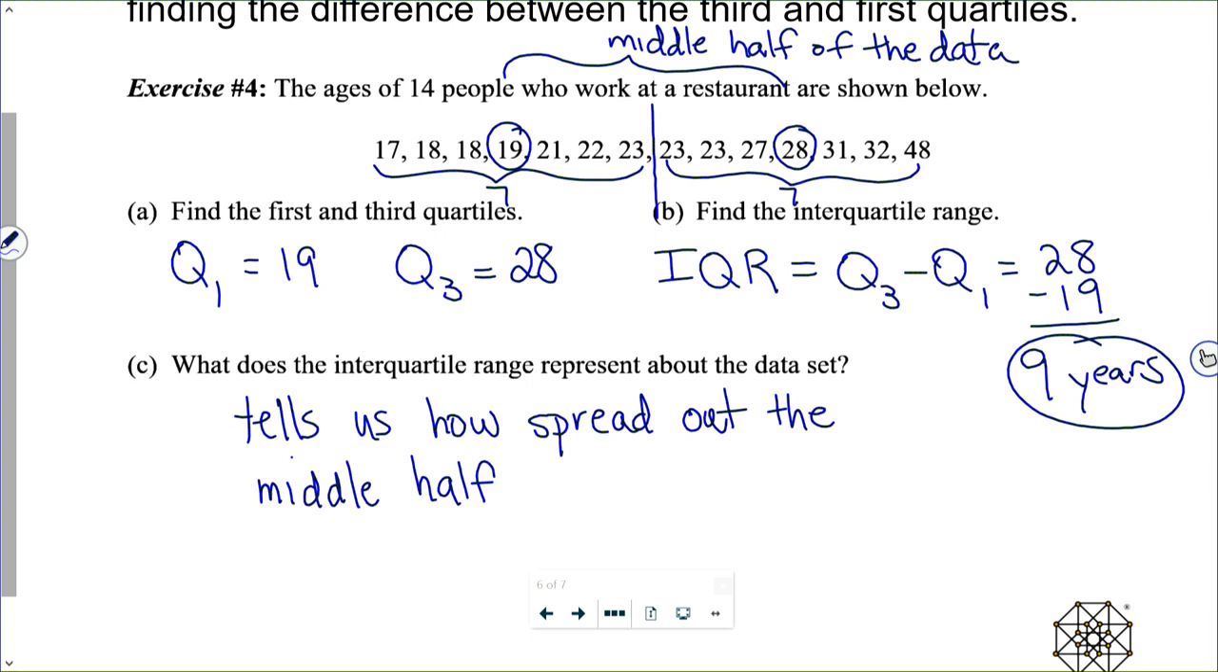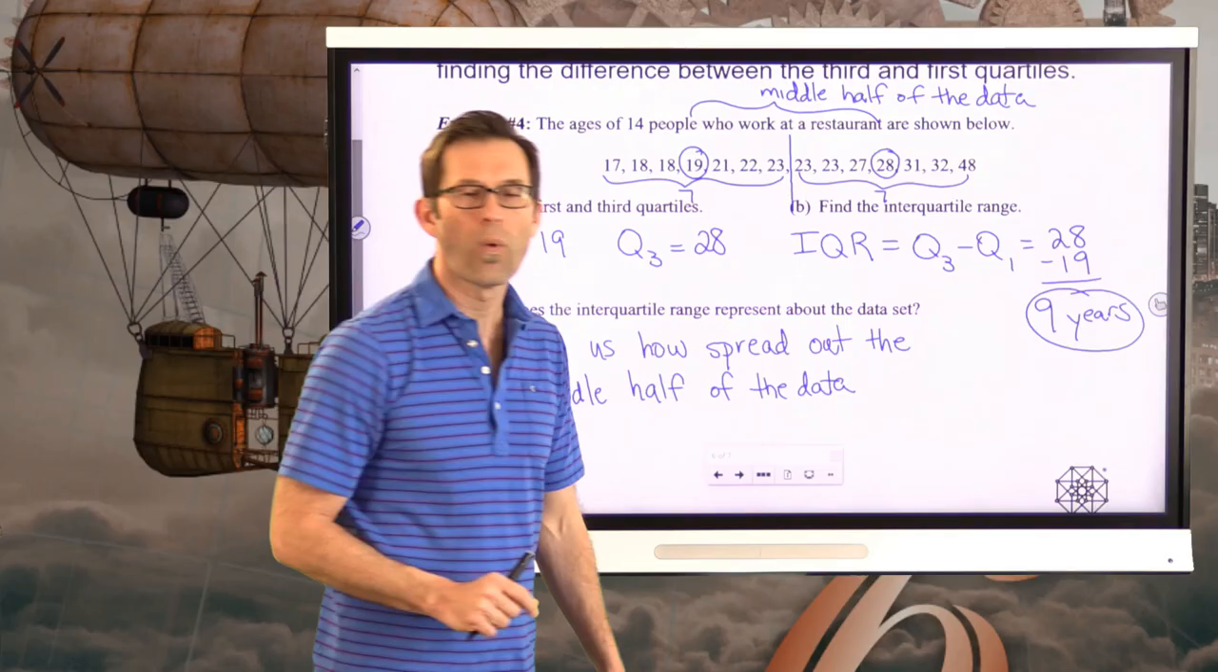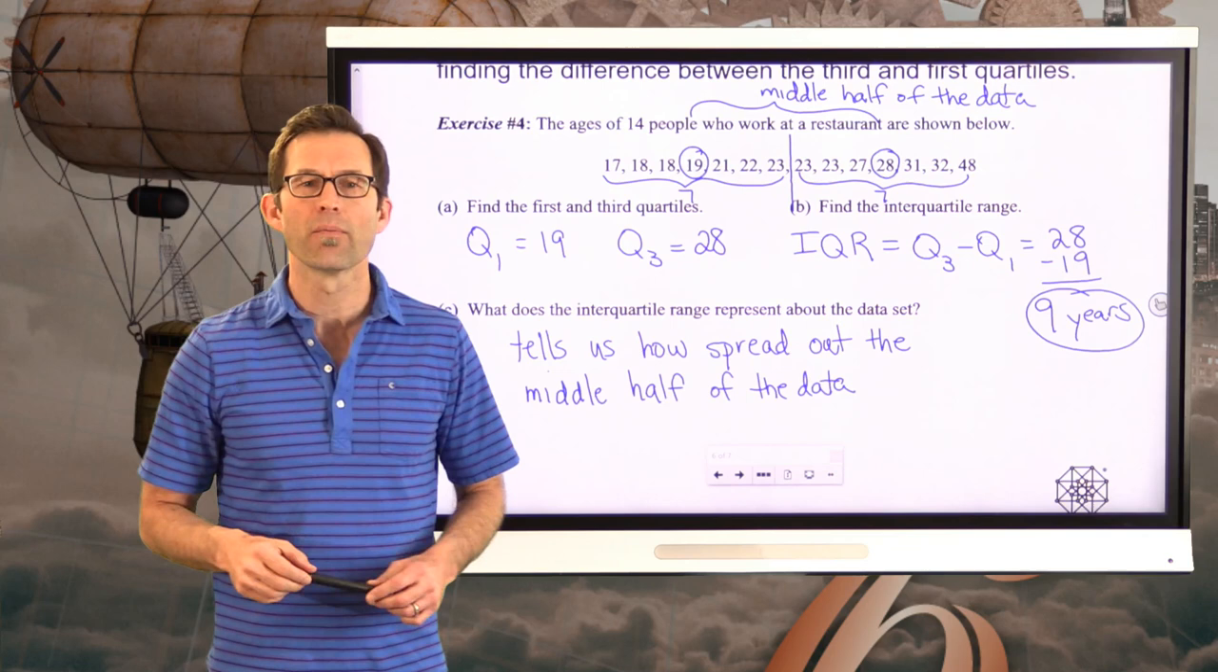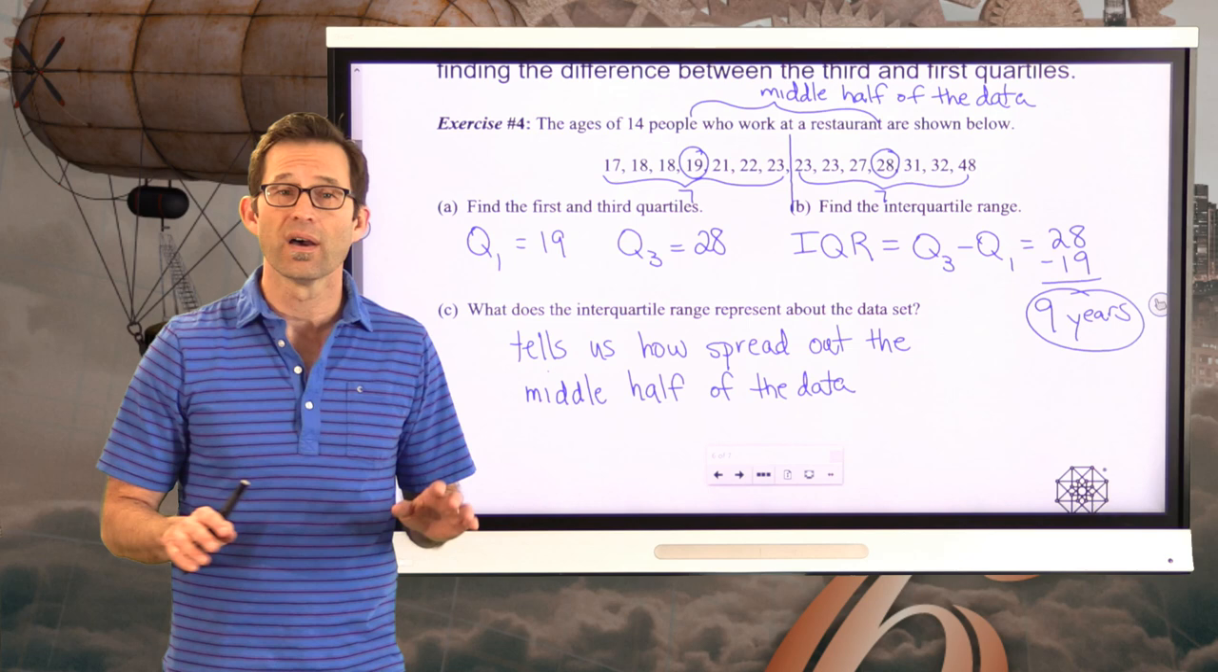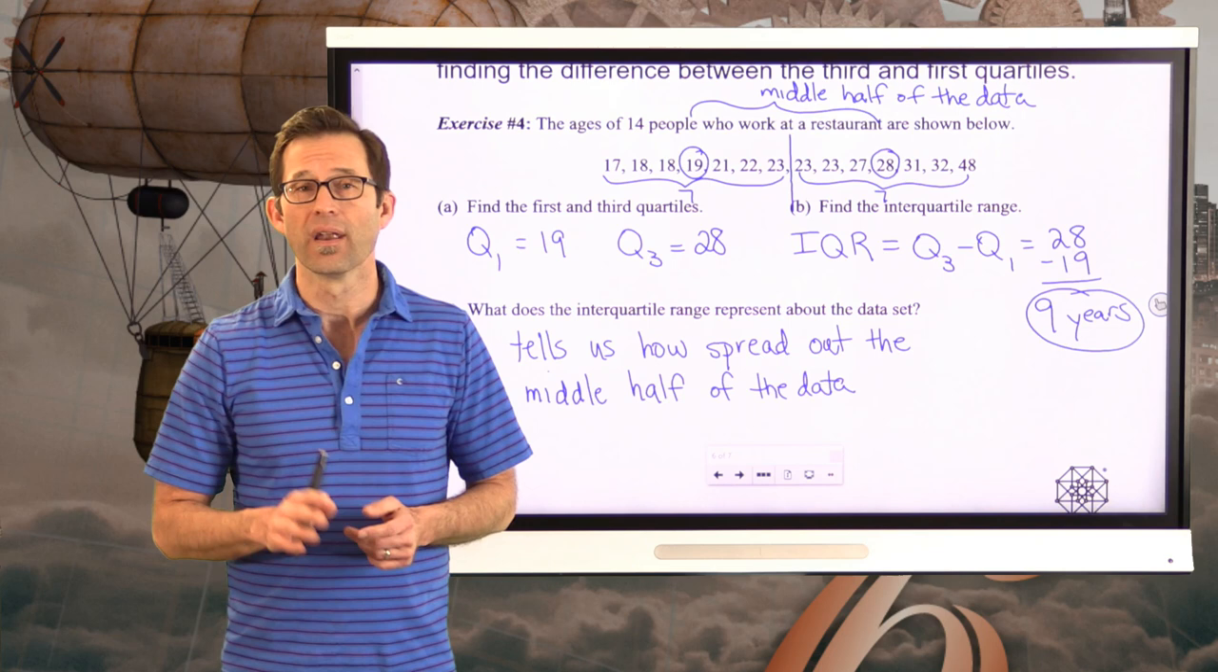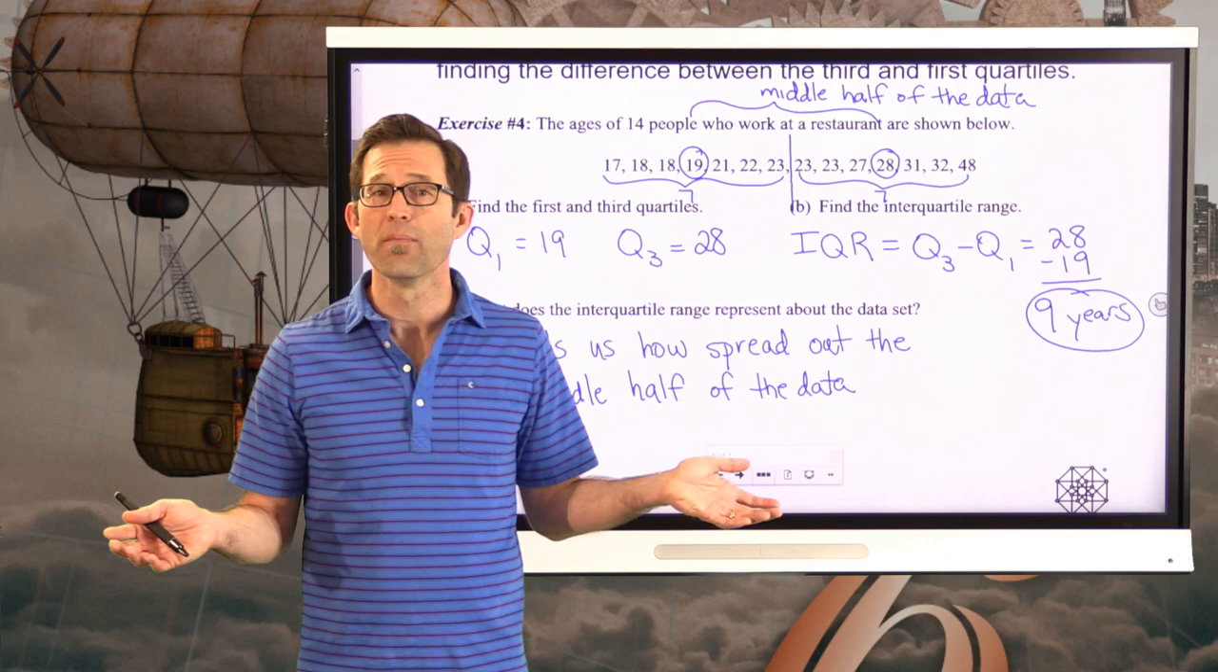And we'll talk more and more as this unit goes on about why the interquartile range actually might be a little bit of a better measurement of the spread of a data set than the range. And that really gets into the idea that you could have what are known as outliers in a data set. We'll talk about those significantly in another couple lessons. For right now, all the interquartile range says is how spread out the middle 50% is.